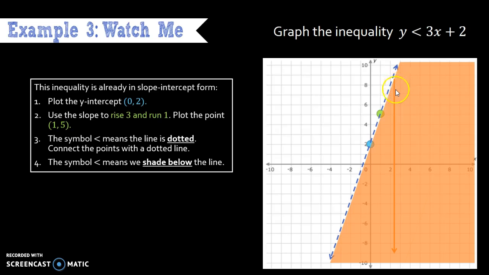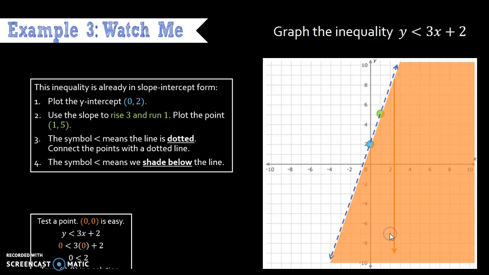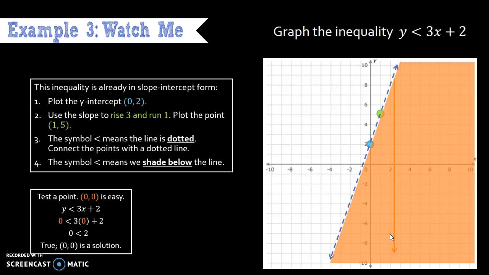So you can see this orange arrow right here is pointing down, and that's going to show you which side of this dotted line we're going to shade. I'm not shading over here because that would be above the line. I'm shading over here because I can draw a line down to include that shaded region. We can test a point to make sure that our shading is correct. So you want to pick any point that's in that orange space.